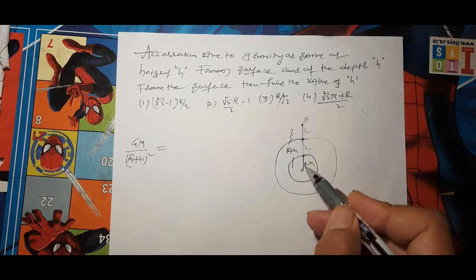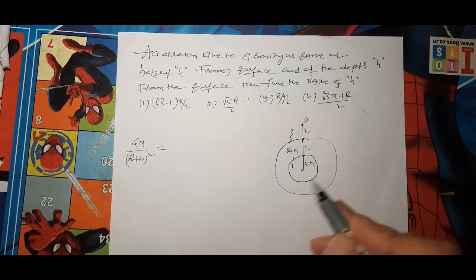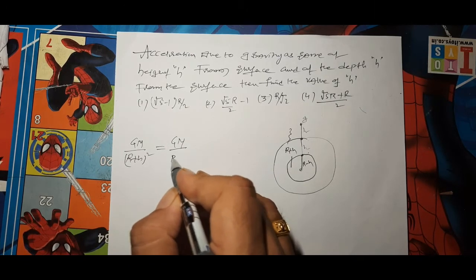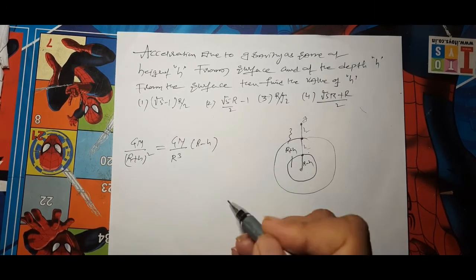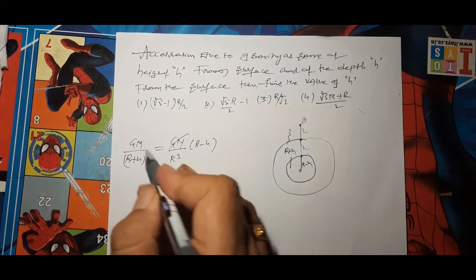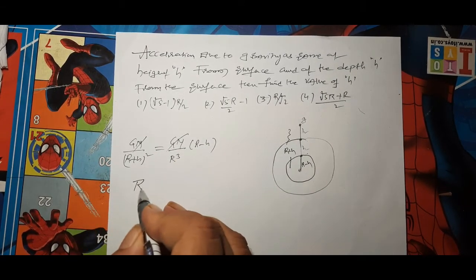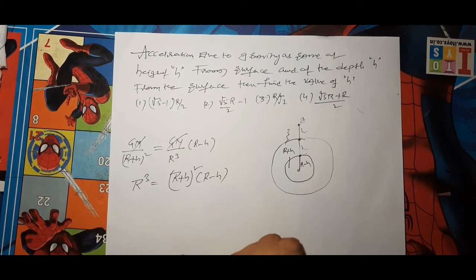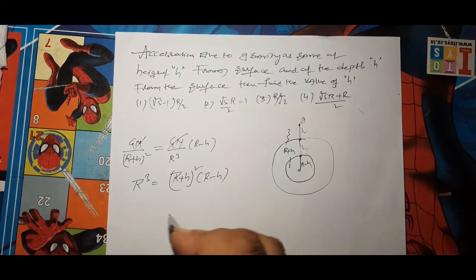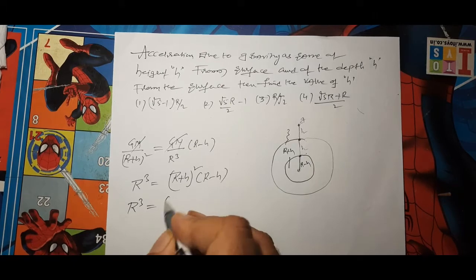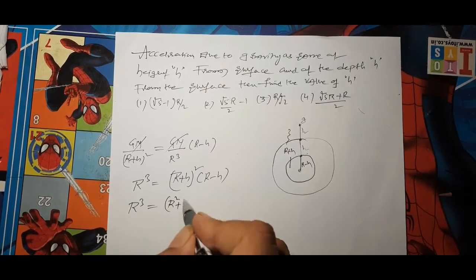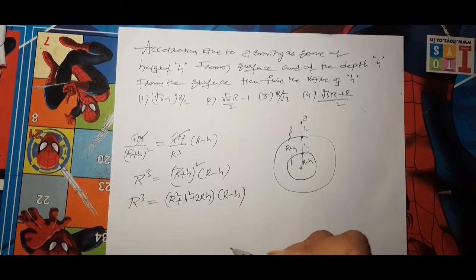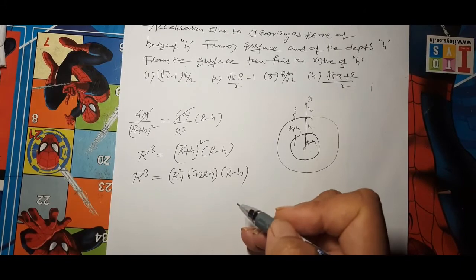That means this point is at a distance r minus h from the center of the earth. GM by r cube into r minus h, here GM cancels. Now we write r cube is equal to (r plus h) whole square into (r minus h). Here r cube is equal to (r square plus h square plus 2rh) into (r minus h).